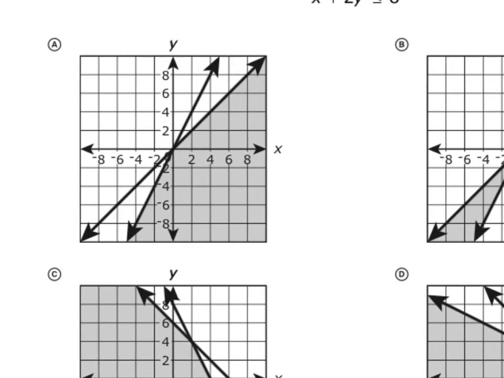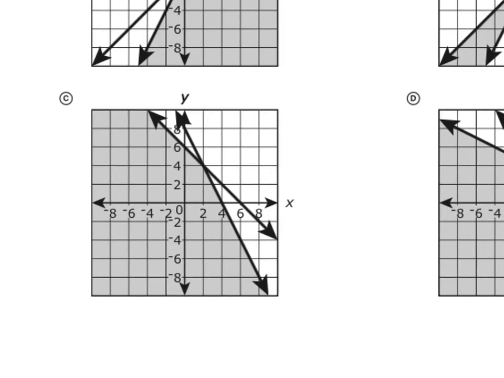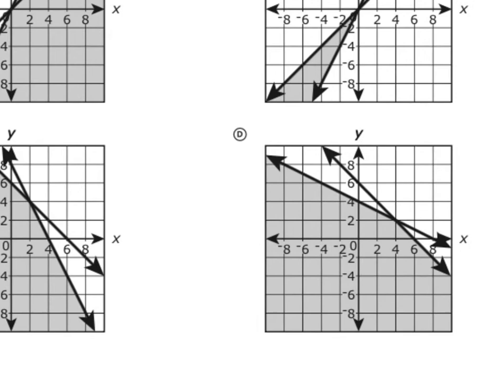Okay, let's look at A. On A, I have this line, and it's shaded below it, isn't it? And on this one, I have this line, and it's also shaded below. So the reason I'm checking the shading is I'm trying to eliminate some choices. I wasn't able to eliminate A. Let's look at C. Here's this line. Is it all shaded below it? And what about this one? So I can't eliminate C.